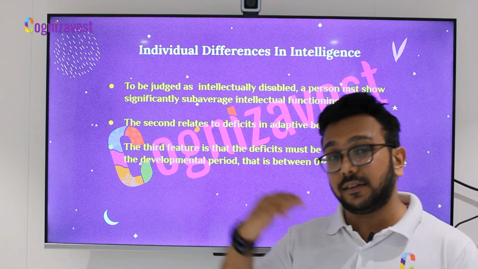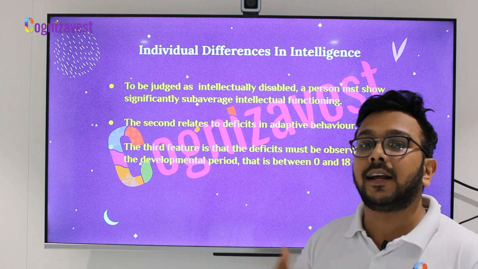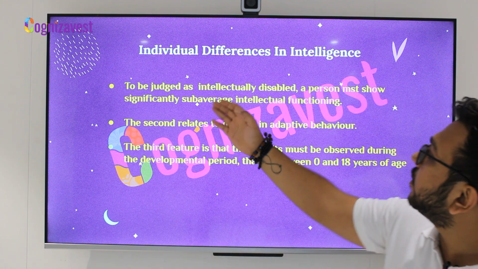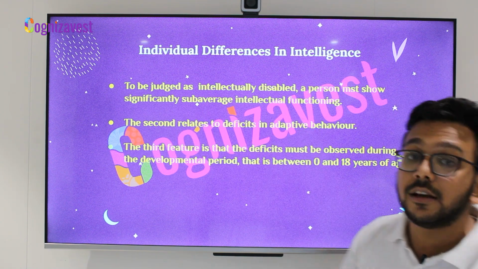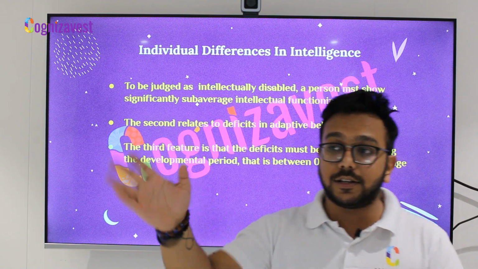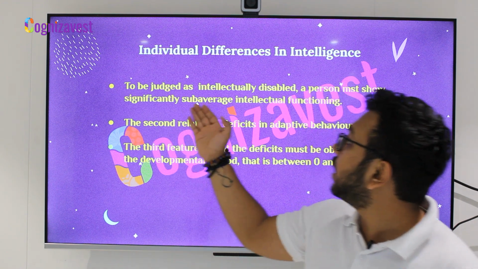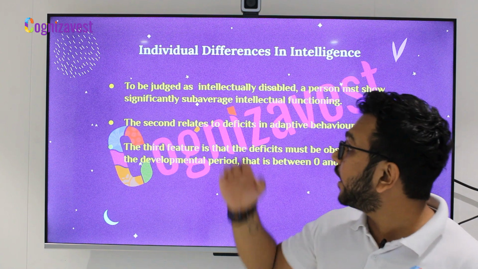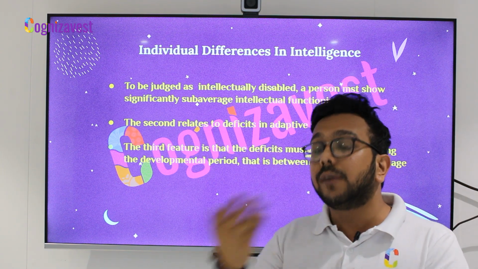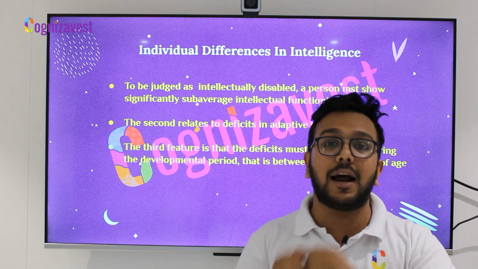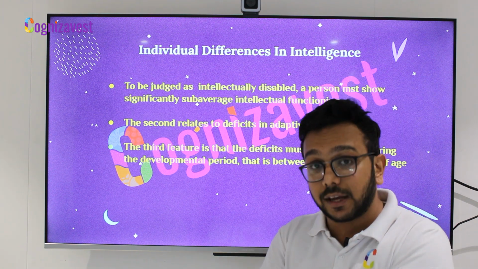Now there are three rules, three dimensions in order to judge someone as intellectually deficient. The first one is a person must show significantly sub-average intellectual functioning. It's not that if this person did not get a good score in today's paper, then he is intellectually deficient. No, they should be showing sub-average intellectual functioning. Second step relates to deficits in adaptive behavior. That person is not able to adapt to situations. His behavior is not adaptive at all. They are hell-bent on one particular thing, not adapting, not shaping, etc.